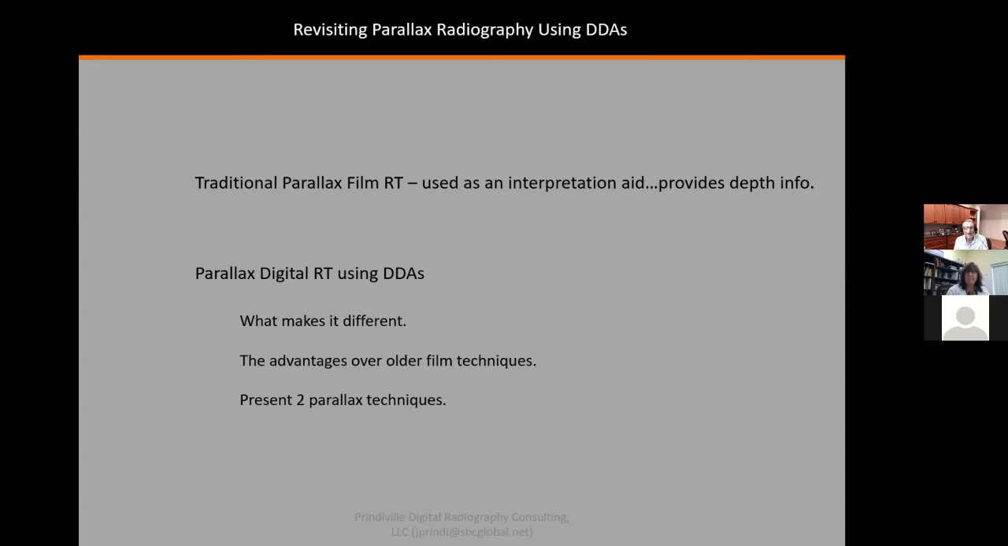So parallax DR, we're going to be using the DDA, a flat panel detector, digital diode arrays. What makes it different? What advantages does it have over the older film techniques? And I'm going to present 2 different ways of acquiring the parallax. You'll obviously use a lot more than that, but I'm going to present 2. So that's the crux of what I'm going to go through.